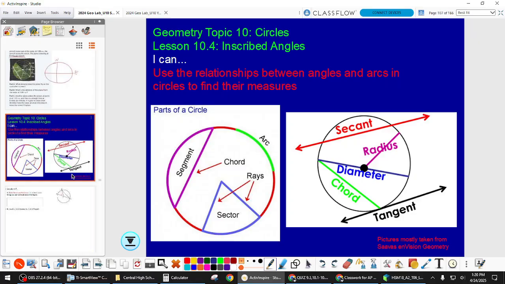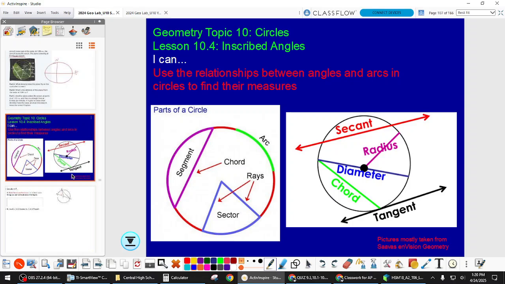So, inscribed angles. Do you guys remember what inscribed means? We've used that word a few times. Well, what does scribe mean to you? To write. And then in means inside. Okay? So an inscribed angle is inside, or an inscribed something is inside of something else. So in this case, inscribed angles are angles that are on the circle.